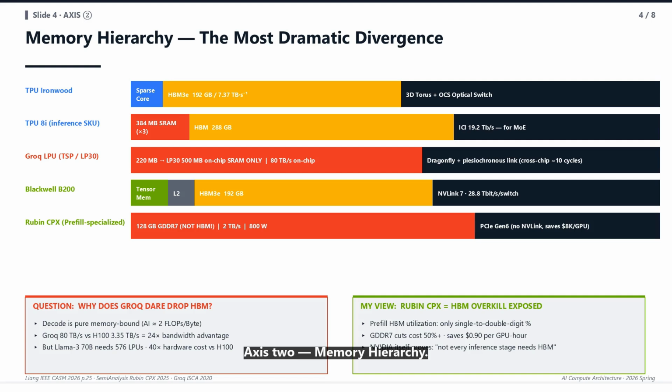Axis 2, memory hierarchy. This is the most dramatic slide of the talk. Start with TPU Ironwood. HBM3E, 192 gigabytes, 7.37 terabytes per second, plus 3D Torus and OCS optical switching. Now look at TPU 8i, the inference-specific SKU. On-chip SRAM tripled to 384 megabytes. ICI doubled. And Google says it explicitly: this is for MoE workloads.